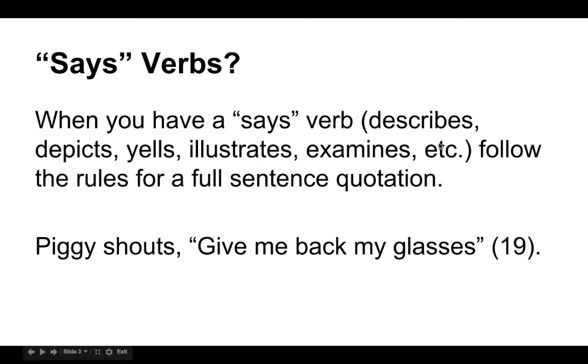If you have a says verb in your sentence, meaning you're attributing this quote directly to a person by using words like describes, illustrates, examines, you need to use the rules for a full sentence quotation. So Piggy shouts, that's a says verb, comma, capital letter, no punctuation mark in here unless it's a question mark or an exclamation point. Page number, you don't need to write page or PG. We know that's a page number. If this were a poem, that would be a line number, but you don't need to write line. We know what it is based on the genre that you're talking about. And then you have whatever punctuation you need out here.